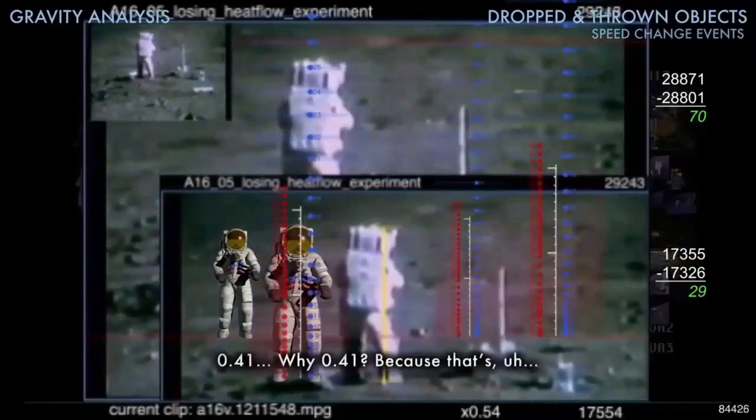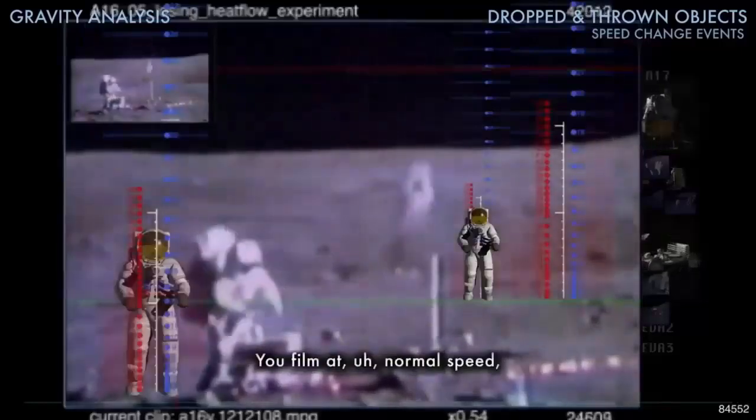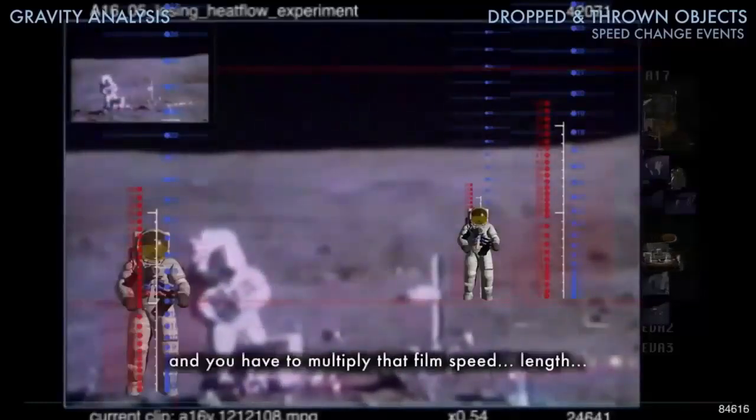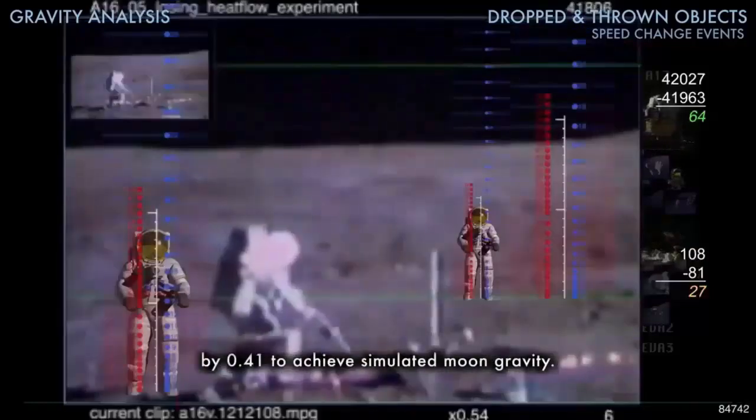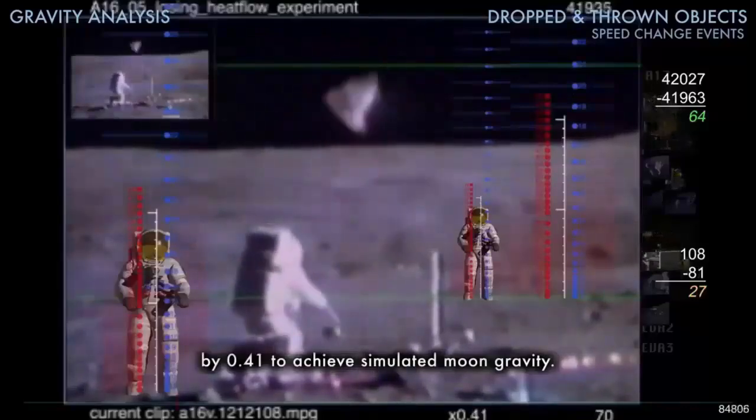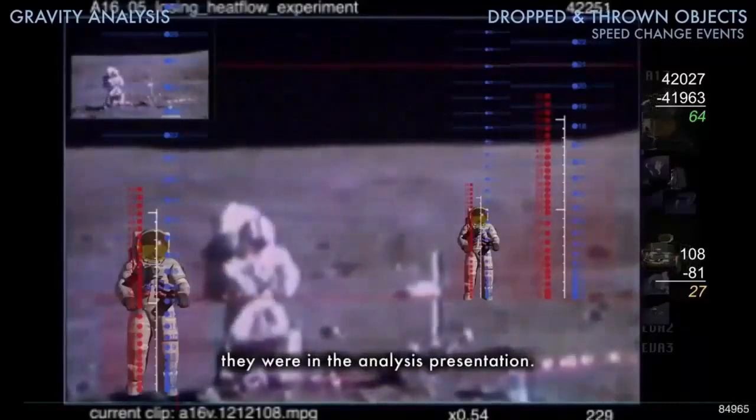0.41. Why 0.41? Because that's your film and normal speed, and you have to multiply that film speed, the length, by 0.41 to achieve simulated moon gravity. Now these points were in the analysis presentation.